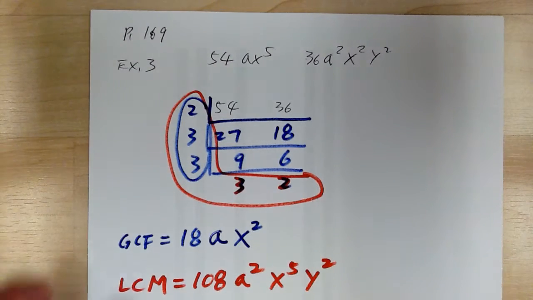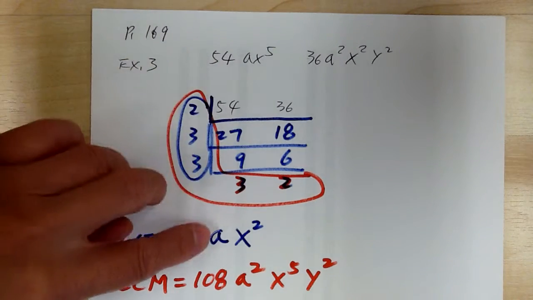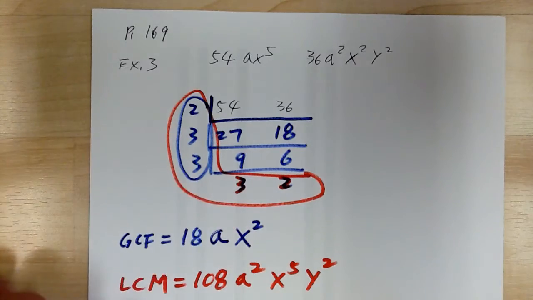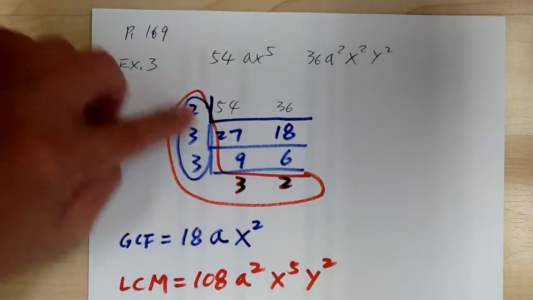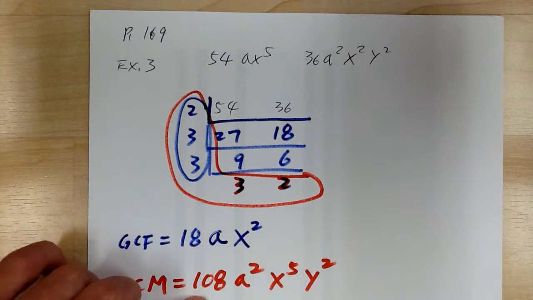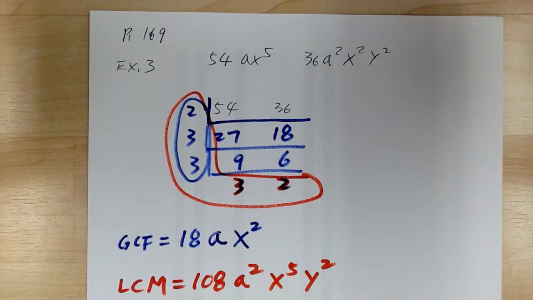So again, for the GCF, the number on the side has to divide all of them, and you take the lower exponent of each variable. For the LCM, you get all the factors, and you take the higher one. So this is the lower one, this is the higher one. Okay, so let's go and do some practice.